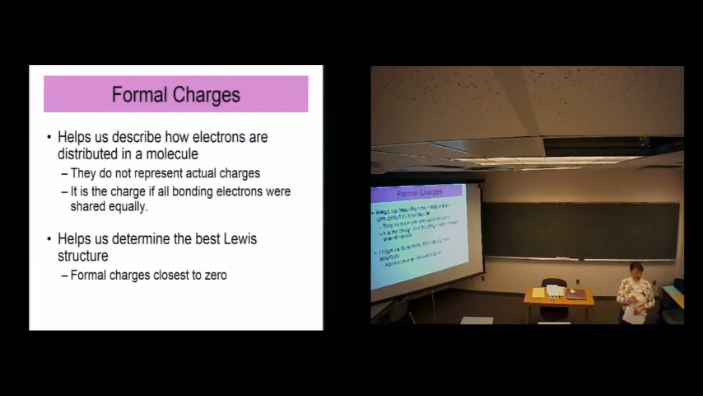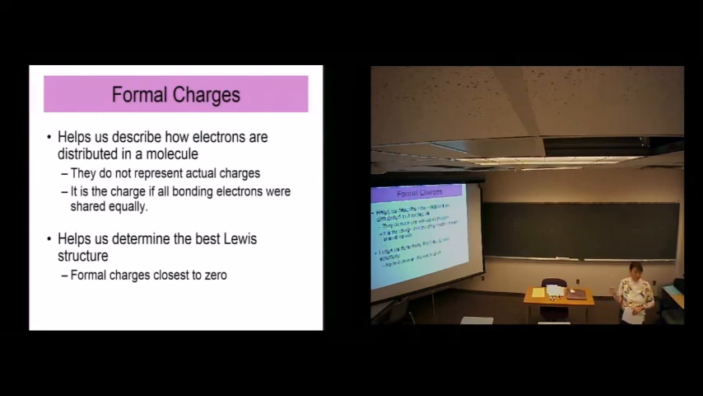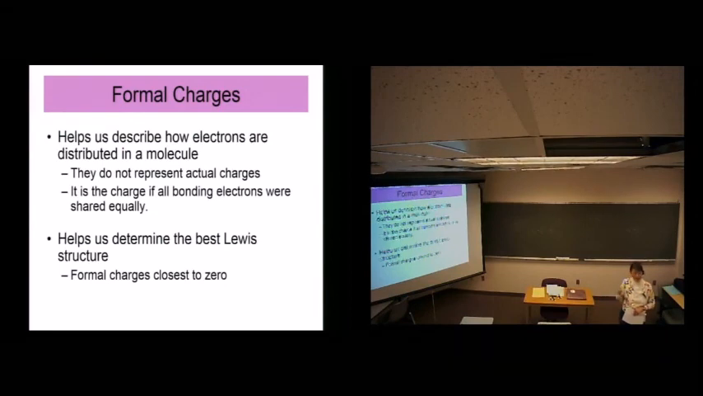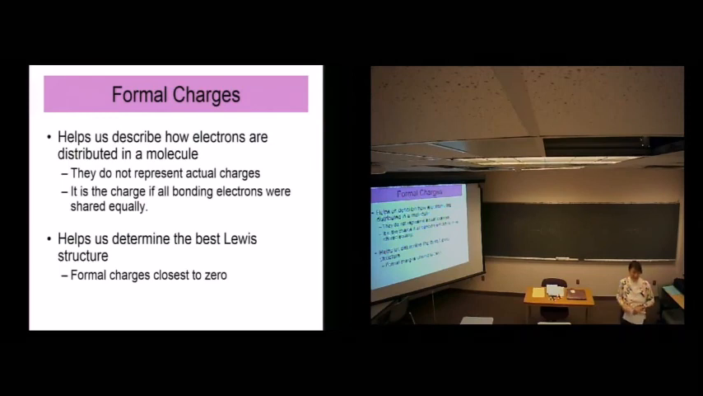Now, you can memorize the calculations for formal charges using the formula in the textbook if you want to, where it's the valence minus the bonding electrons divided by 2 plus the lone pair electrons. You can memorize that formula. Or I'll show you another way to do it where we count up the electrons. So I can show you both methods and you can choose the one that works for you.